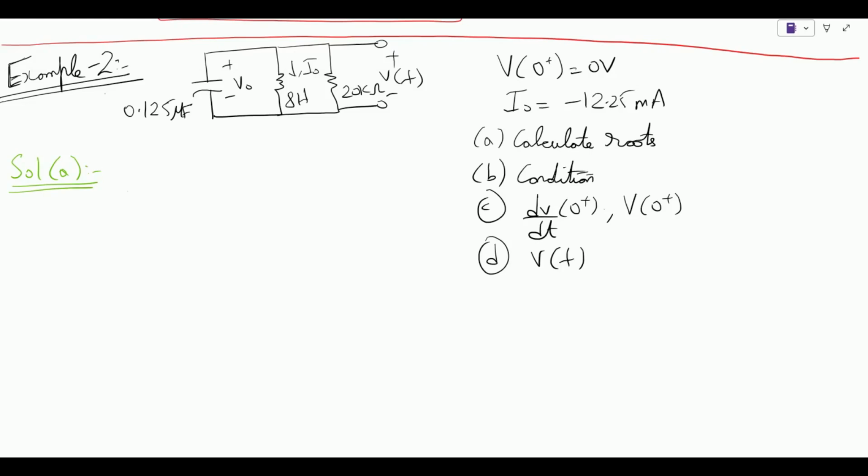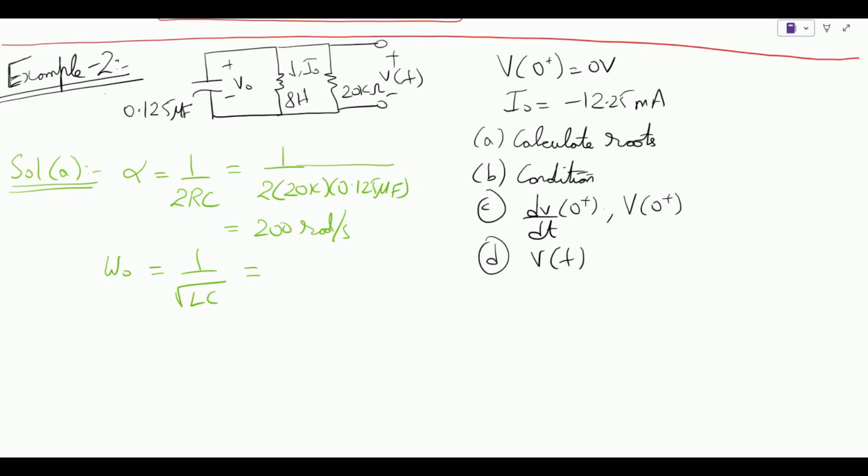Whenever we solve an RLC circuit, we first need to know which damping condition it is. In order to find this, we always start by finding the Neper frequency and the resonant frequency, where alpha is 1 divided by 2RC. It comes out to be 1 divided by 2 times 20k times 0.125 microfarad, and the value comes out to be 200 radians per second. Similarly, the resonant frequency omega naught is 1 divided by the square root of LC, and it comes out to be 10 raised to power 3 radians per second.